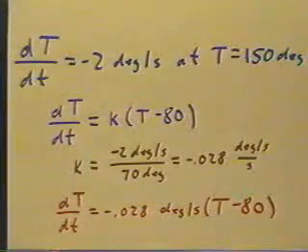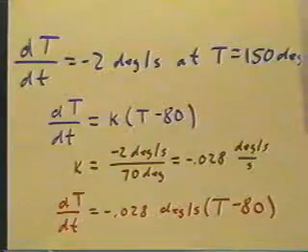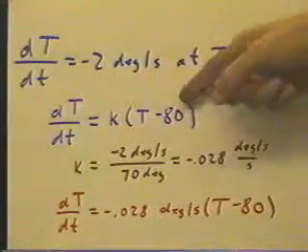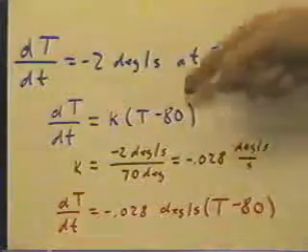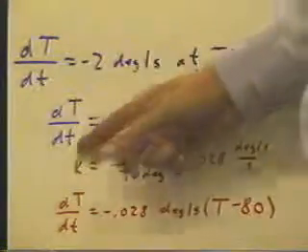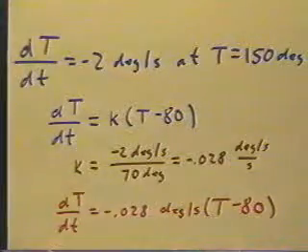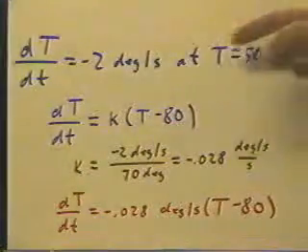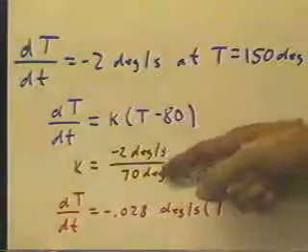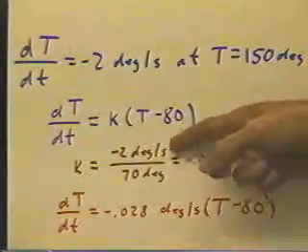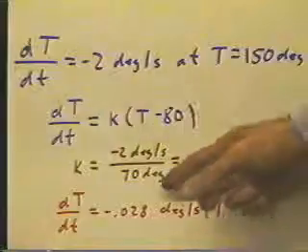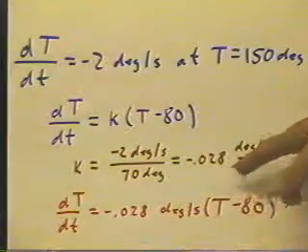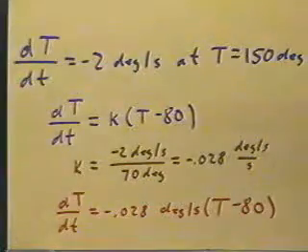You recall that we set up the proportionality equation, assuming a room temperature of 80 Fahrenheit, that was dT/dt equals k times (T minus 80). Substituting the information we have here into that function, we obtain k equals -2 over 70 degrees per second per degree. And that's -0.028 per second.